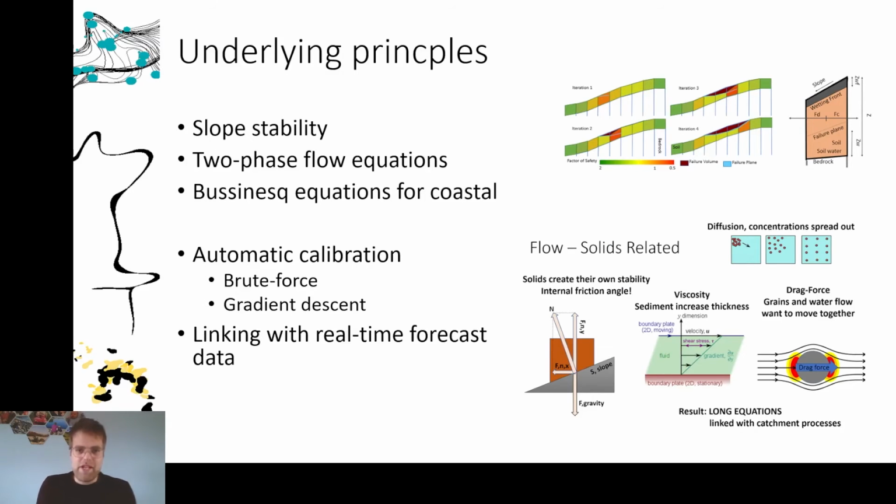Now, the underlying principles here are very much similar to the ones from the classic LISEM, but in addition, we have slope stability calculations done in the background based on the hydrology. Then two-phase flow equations used for generalized flow behavior from water to debris flows to rock avalanches to landslides. And then finally, Boussinesq equations for coastal wave processes. With the scripting, we provide some automatic calibration, brute force, gradient descent, and you can also link it with real-time forecast data, for example.